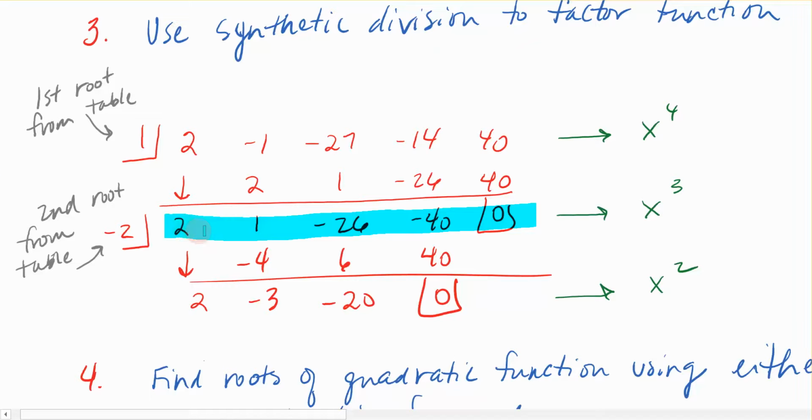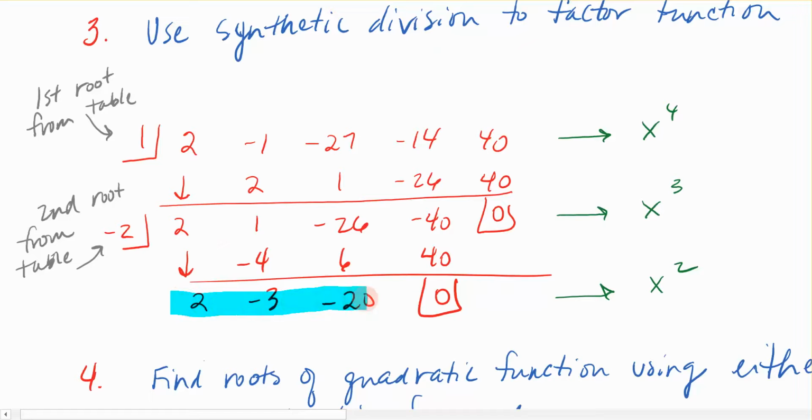So because I cannot factor this polynomial, I use that second root from the table and do synthetic division on the x cubed function that I found. And finally, that leaves me with this down here. So I've done synthetic division twice on two separate roots, giving me an x squared function.